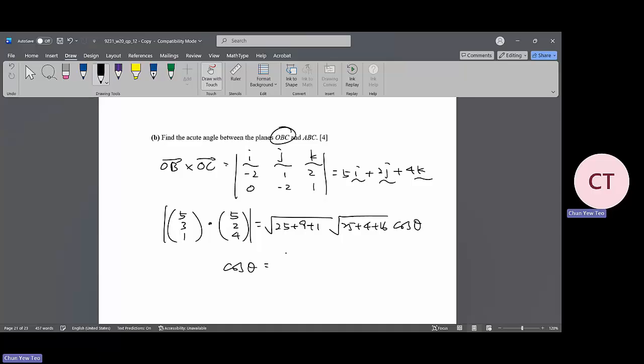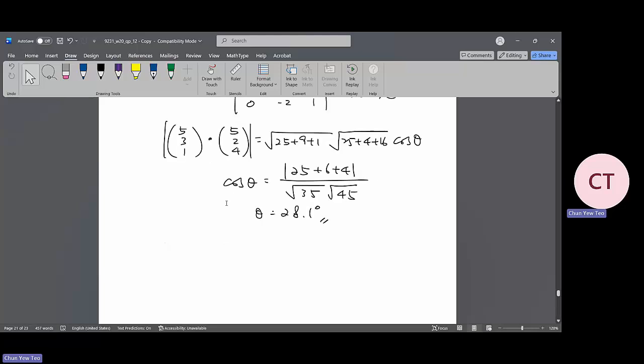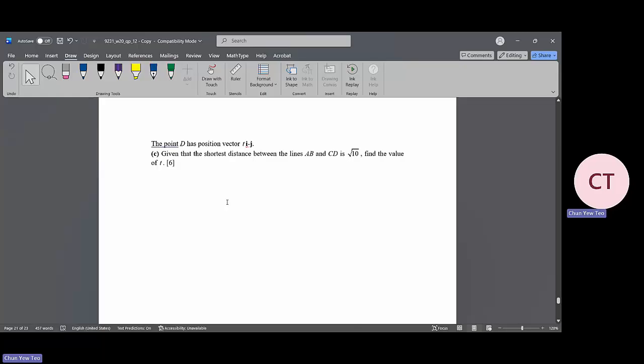So your cos theta will be the modulus of 25 plus 6 plus 4 divided by square root of 35 and square root of 45. So you press the calculator, then you can get the answer. I will leave the answer in degrees, 1 decimal place, 28.1 degrees. That's all. So now we move on to part C.